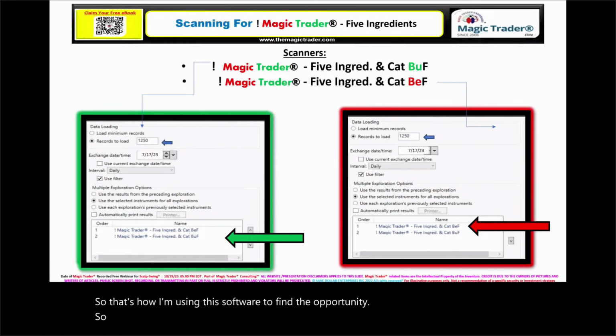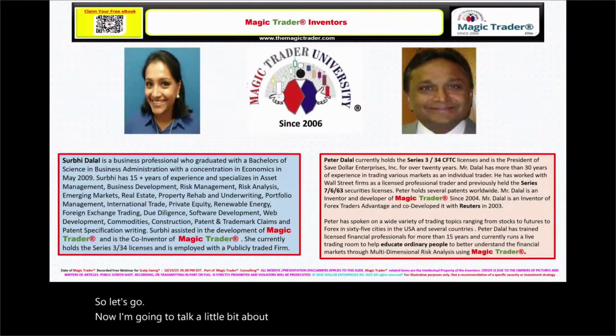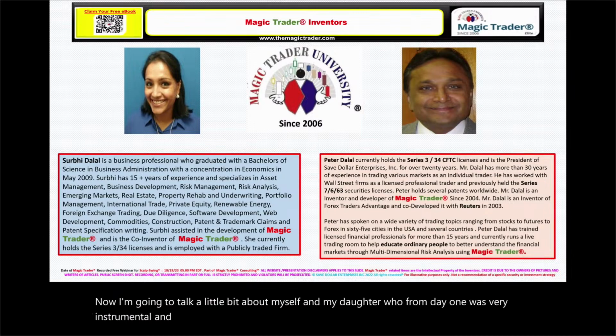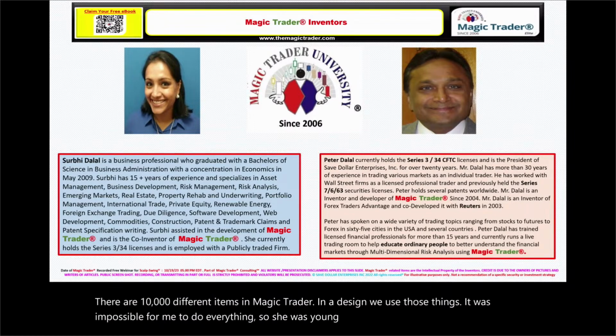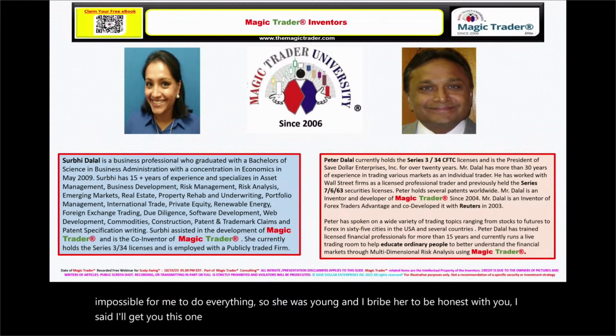So let's go. Now, I'm going to talk a little bit about myself and my daughter, who from day one was very instrumental and helped me. There are 10,000 different items in Magic Trader, and in the design we use those things. It was impossible for me to do everything. So she was young, and I bribed her, to be honest with you. I said, I'll get you this one, please try to take interest. She is not looking for something, but that's how I motivate my children, right?